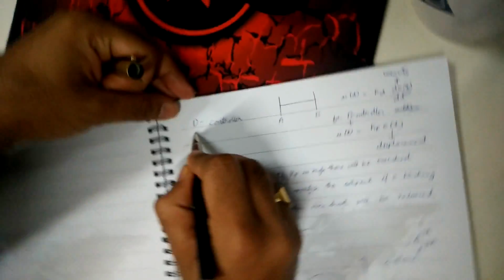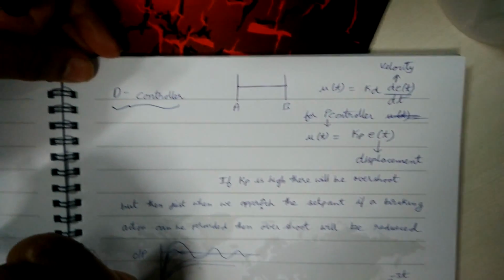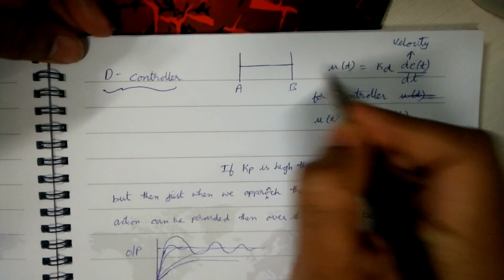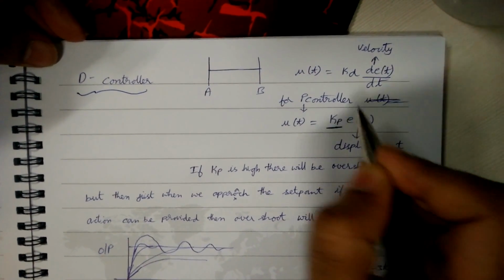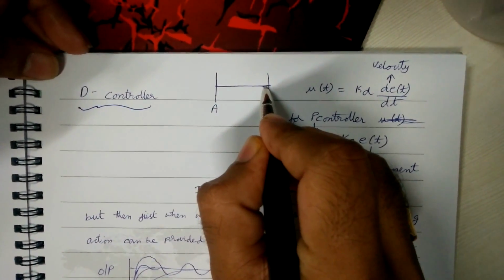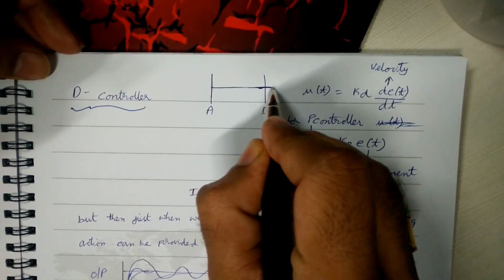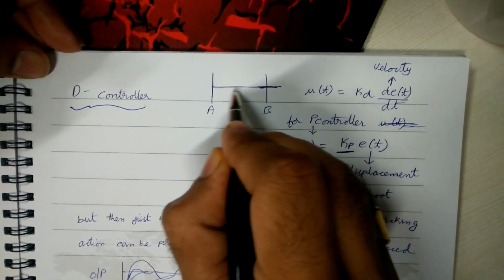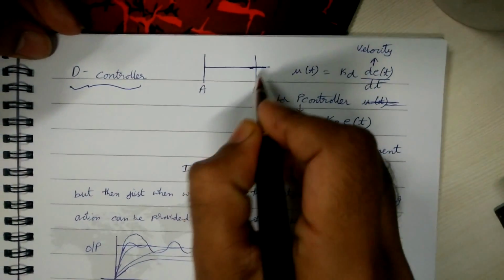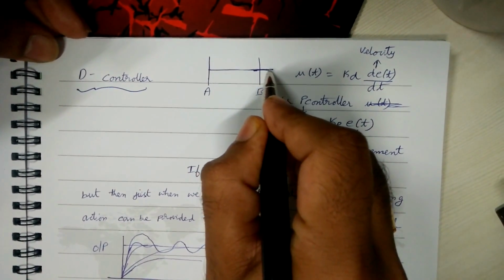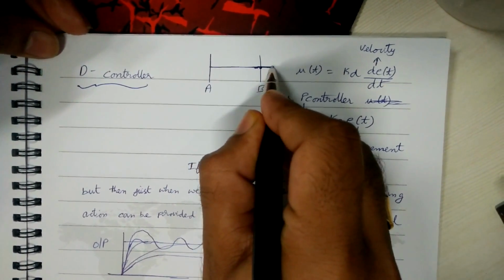Okay, now we will continue with the D controller. While dealing with the P controller, we said that for a high value of Kp, there is a possibility that there will be an overshoot, like we will pass the target. If you're starting from A and the Kp is high, it will pass the target and there will be an overshoot.